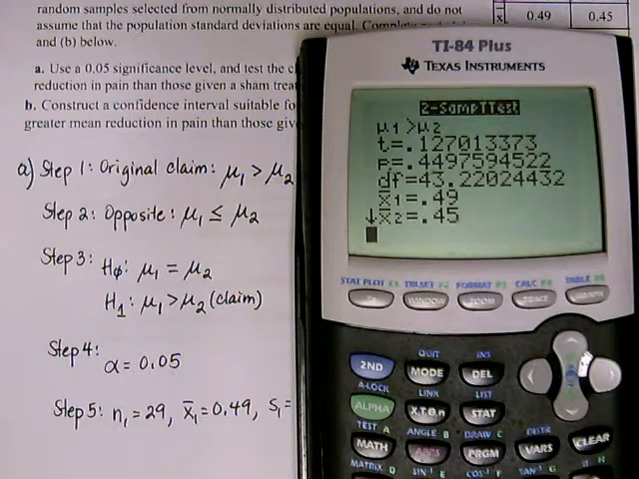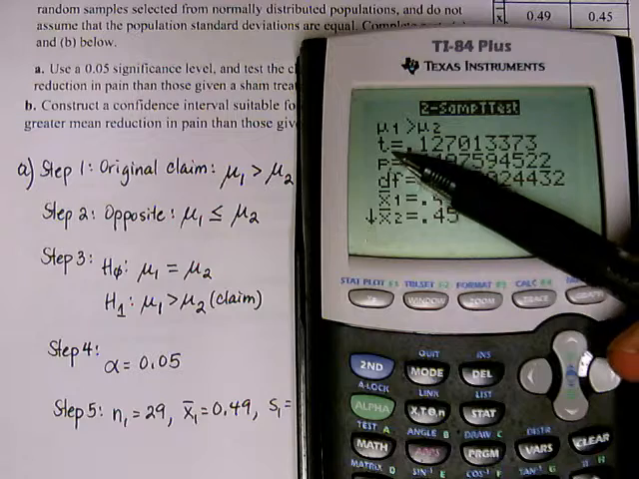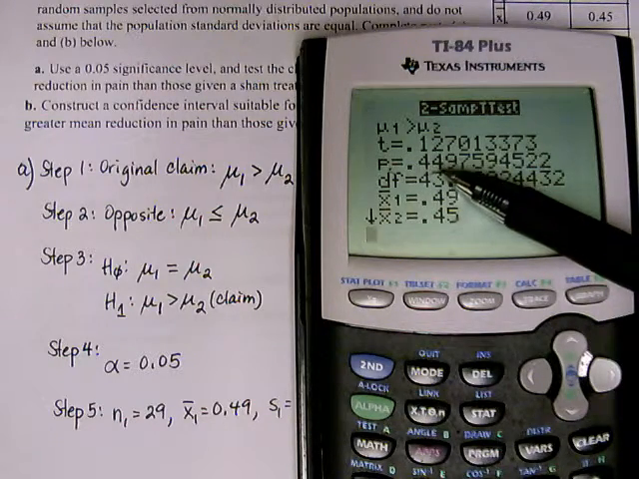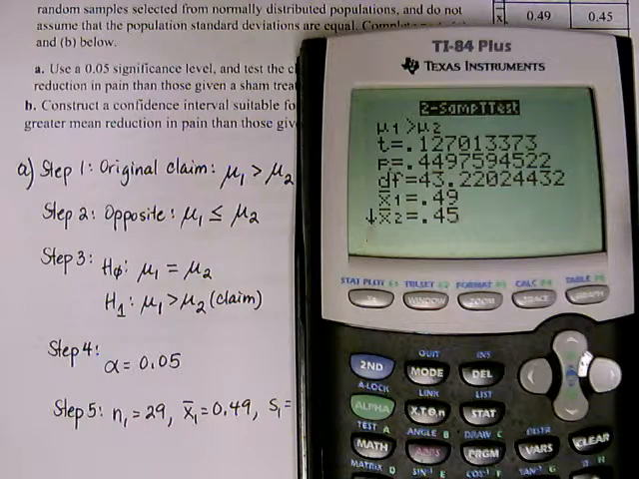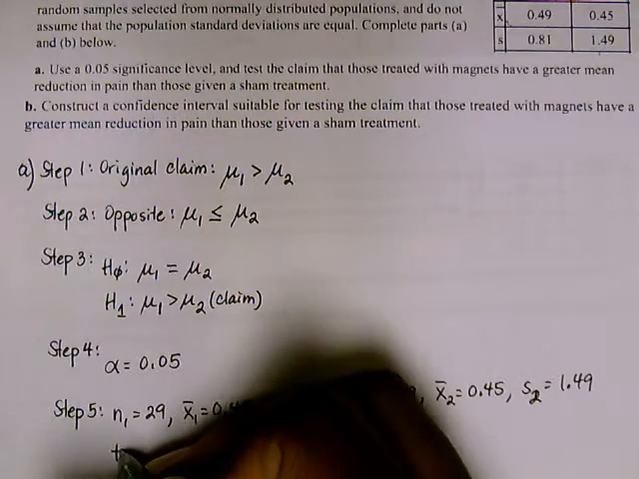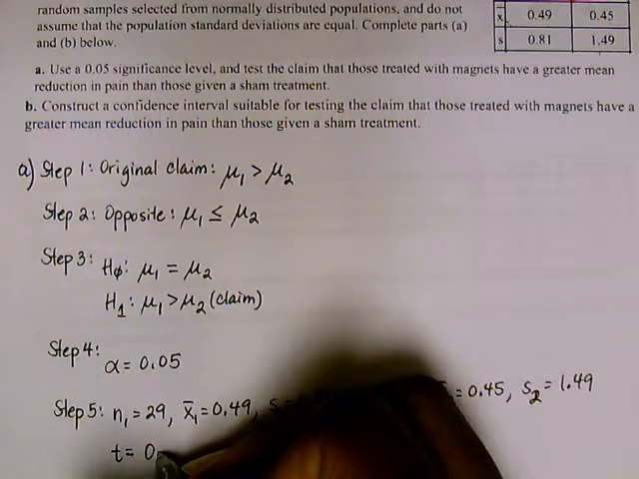Okay, so now we have our test statistic here, which is step number 5. Your t in this case is 0.127013373, so to 2 decimal places it will be 0.13. So here t is equal to 0.13.